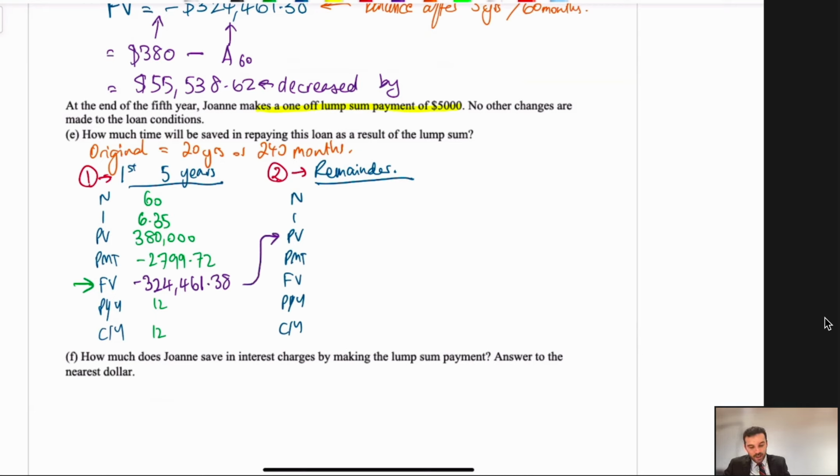The thing is, she's actually making a lump sum payment of $5,000. So basically, she's going to be subtracting another $5,000 off that current balance. So what value are we going to see here? We go 324,000, take that 5,000. So our new balance, the new remainder of the loan, how much she has to pay off, is 319,461.38. You see I've just subtracted $5,000 off that, and everything else remains the same. We just want to solve for N. And we want to pay off the loan, so that's going to go to 0.